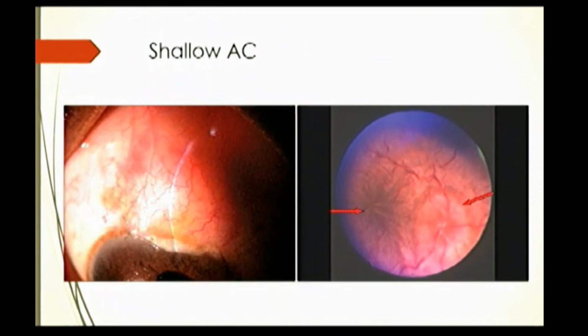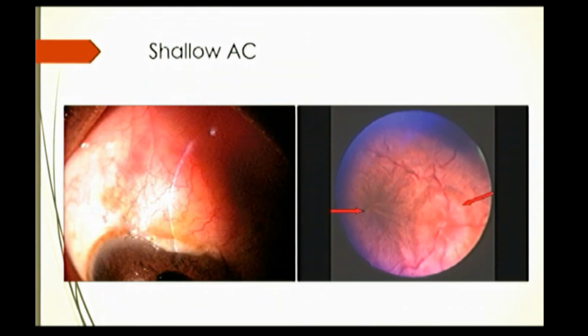So basically it's observation. 90% of these cases will improve, the AC will go back, everything will be fine. But if it persists, you can use a cycloplegic. The idea is to deepen the AC with cycloplegia, atropine or cyclopentolate, whatever you have. It will pull the lens-iris diaphragm backward. This is what you want, to get the AC a little bit deeper. This will usually take time. It will improve.